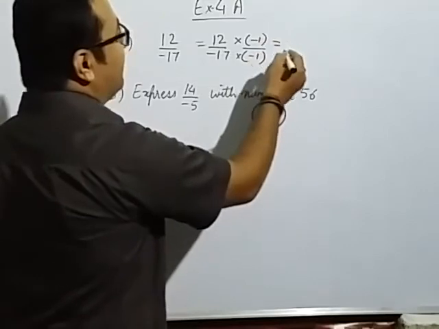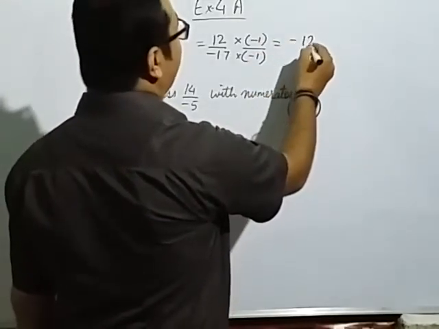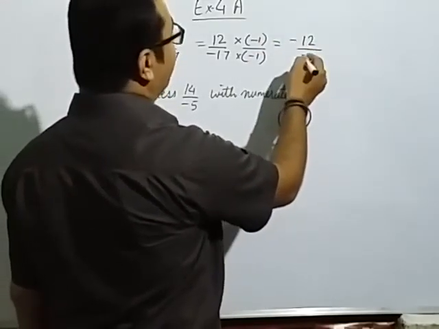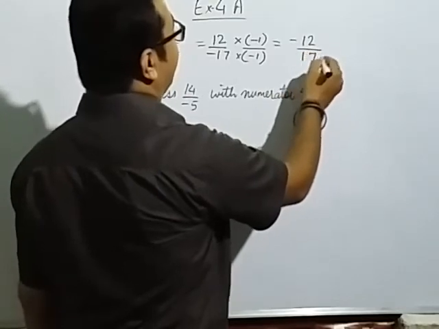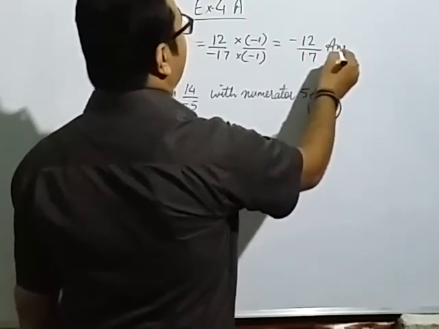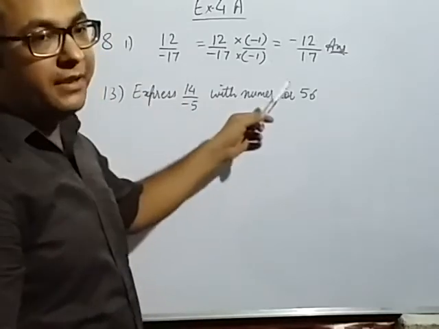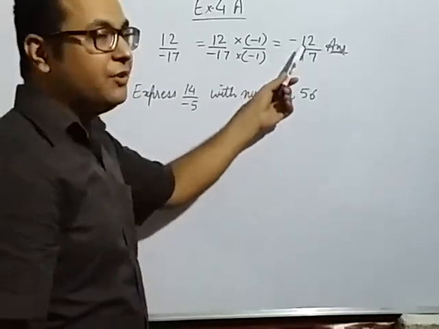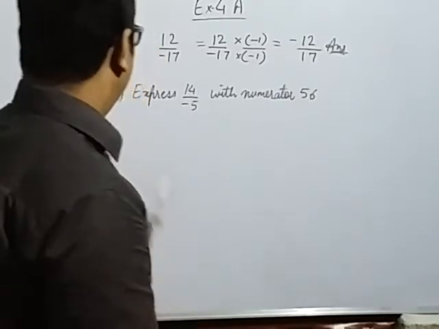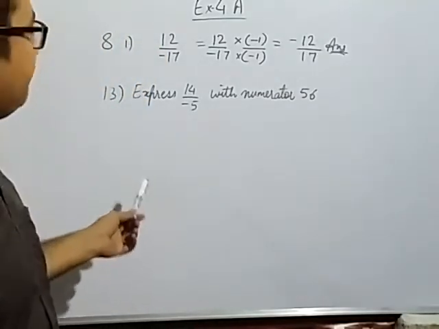So 12 into minus 1 will give you minus 12, and minus 17 into minus 1 will give us 17. So 12 upon minus 17, if we make the denominator positive, we will get minus 12 upon 17. Now let's come to question number 13.